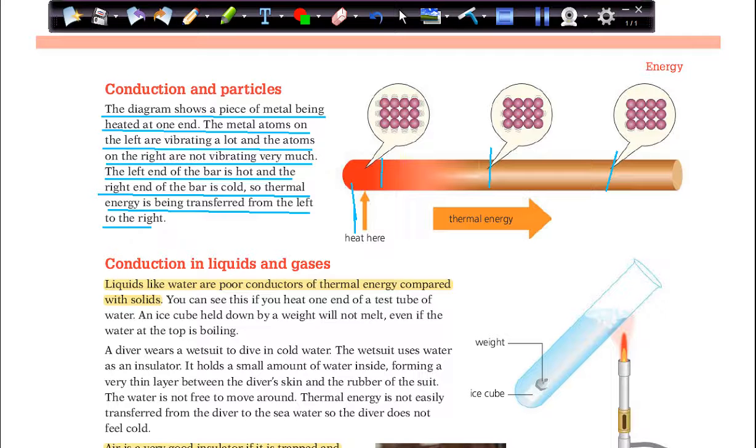Well, what's happening exactly? When you heat the solid, the particles start to vibrate. Then, if you go away from the heat source, the vibration will decrease, and so on. So as you are going further away from the source of heat or the source of thermal energy, the vibration will be less. So in this case, you will not feel the heat or the temperature.